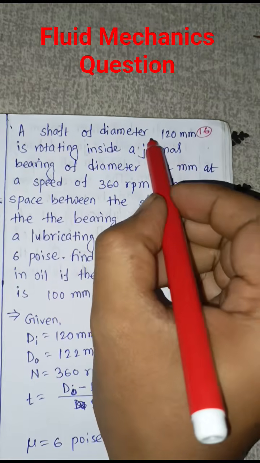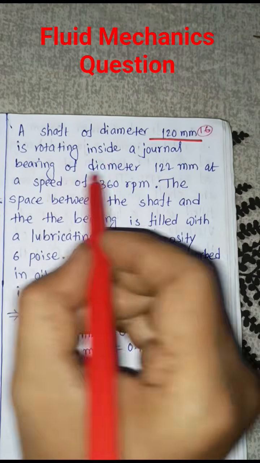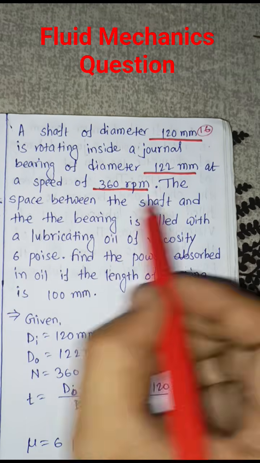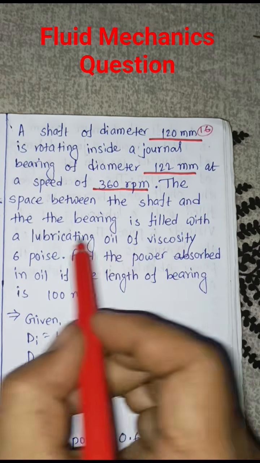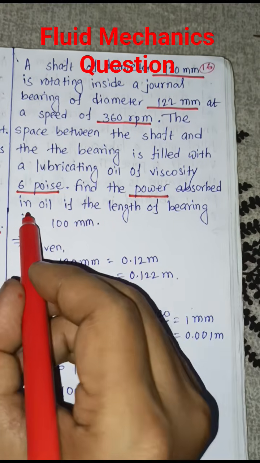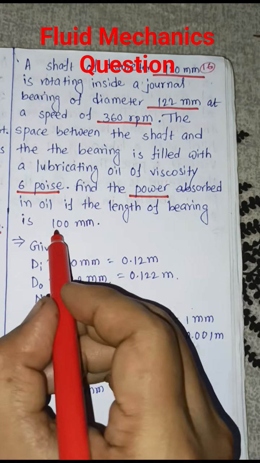A shaft of diameter 120 mm is rotating inside a journal bearing of diameter 122 mm at a speed of 360 rpm. The space between the shaft and the bearing is filled with a lubricating oil of viscosity 6 poise. Find the power absorbed in oil if the length of the bearing is 100 mm.